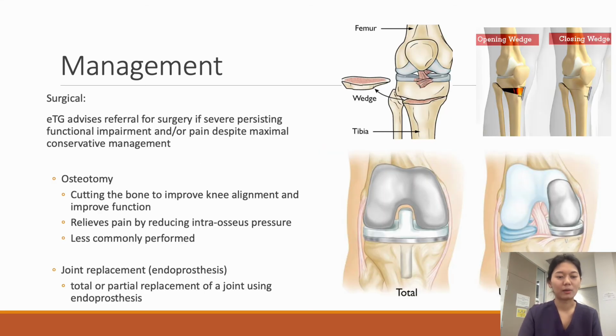Surgical management is advised if the patient experiences ongoing severe functional impairment or pain despite maximal conservative management. There are two options: one is osteotomy, another is joint replacement. Osteotomy basically involves cutting the bone to improve the knee alignment and relieve some of that pain by reducing intraosseous pressure. It's less commonly performed just because of how successful joint replacement surgery is. Joint replacement surgery is very common. It can be total or partial replacement of the joint using an endoprosthesis.